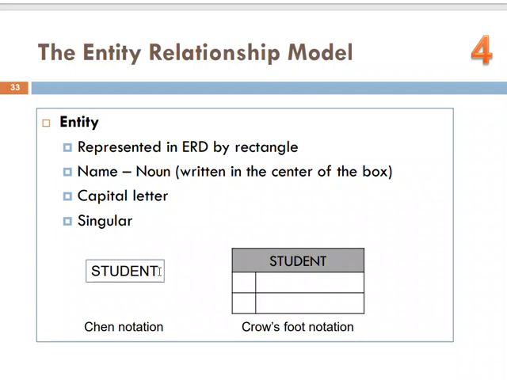Bukan students, student sahaja. Okay, dan dia ada dua jenis notation untuk ERD, Entity Relationship Diagram. Okay, this is Chen notation, yang ni cross-foot notation. Okay, dan untuk our syllabus, dalam final biasanya kita akan guna cross-foot notation. Okay, lebih kemas lah. Okay, nanti you akan nampak nanti perbezaannya. Okay, this is how you draw the entity. Write the name centered.